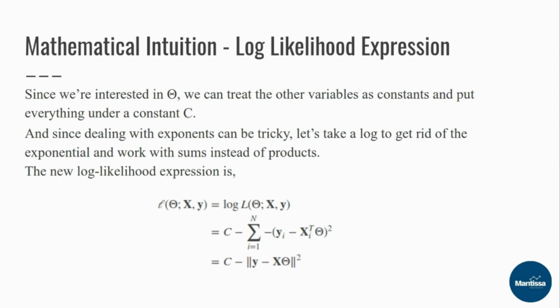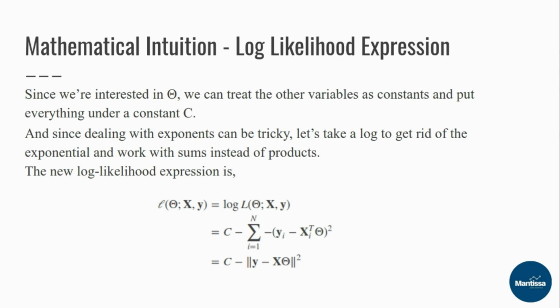And this is what it is. The log likelihood expression is l of theta given x comma y, and you will see a small l here compared to the previous capital L. The log likelihood of theta given x comma y is equal to log of capital L of theta given x comma y, which we saw in the previous slide. Now we're taking the logarithm of this equation, and like I said, we combine all constant terms and put them under c.